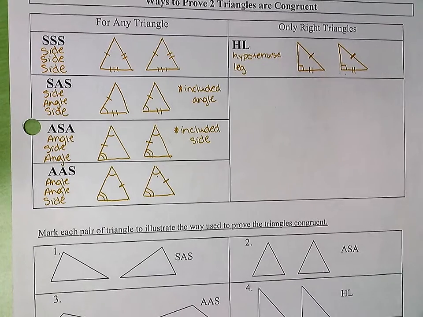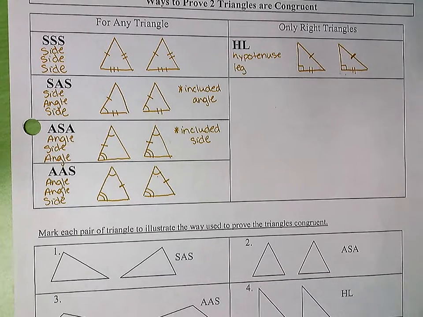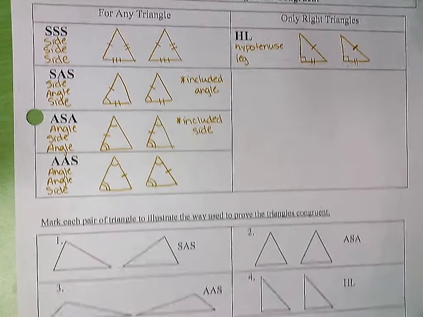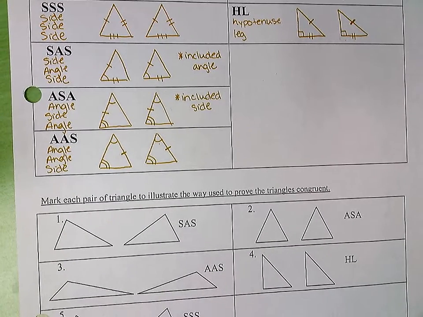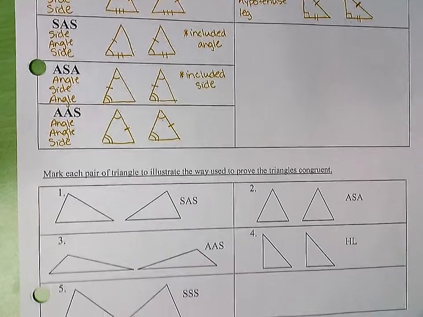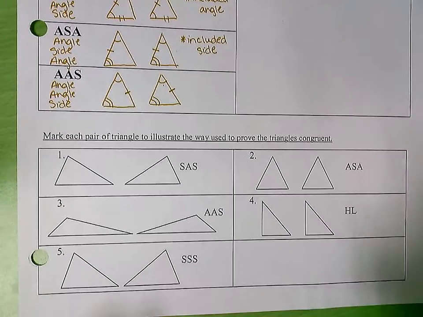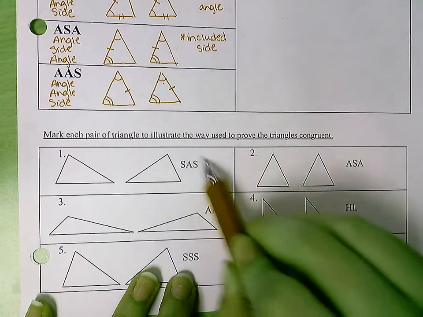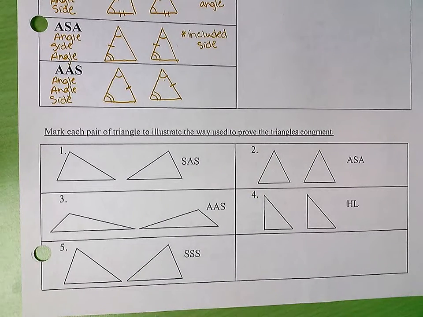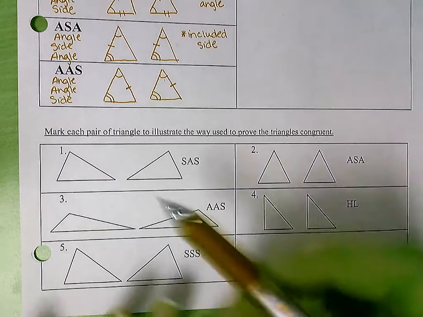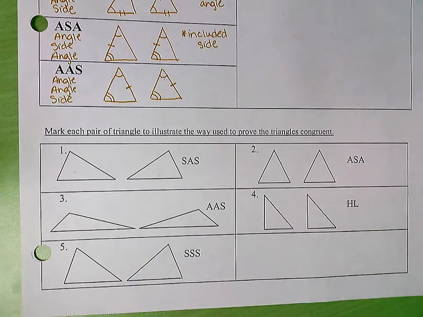At the bottom, what we want to do is mark each pair of triangles to illustrate the way used to prove those triangles are congruent. So we're going to do the first one together here. If it says side angle side, we need to mark our sides congruent, one angle congruent, and another side congruent. So you have to be careful with this. If you notice, these are kind of reflected and mirrored. So you want to pick the angles that would look congruent.